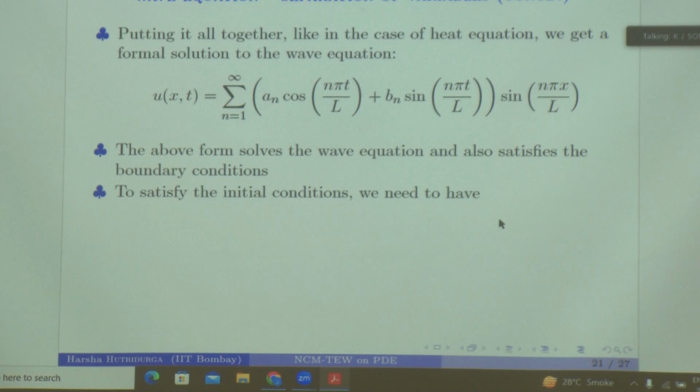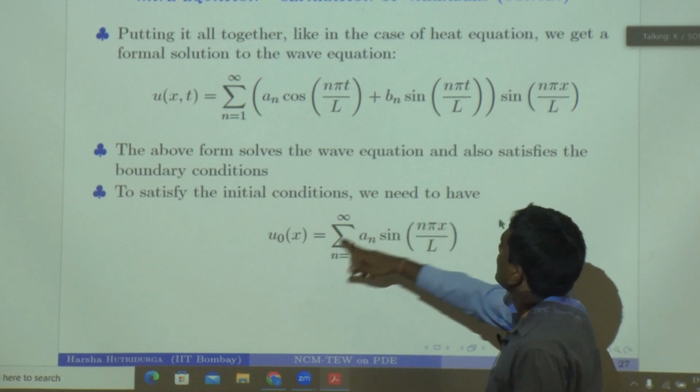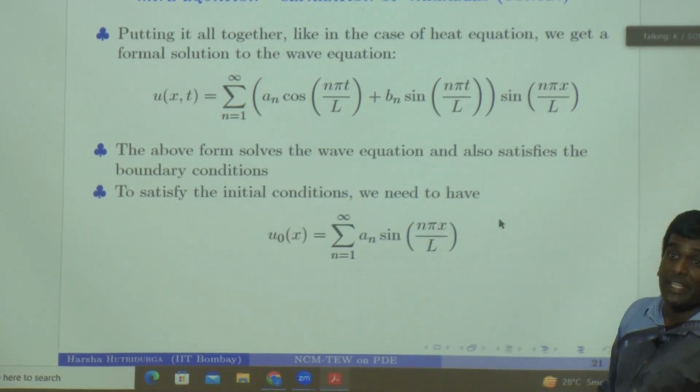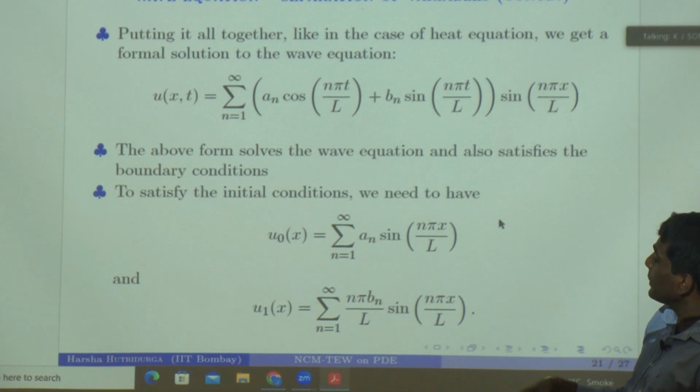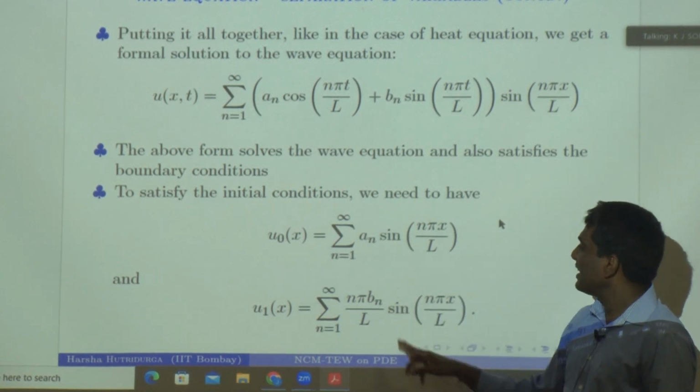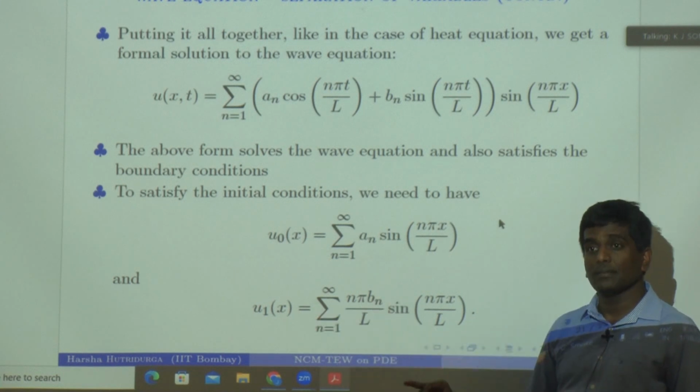But there are two more conditions which are involved. We are given what is the value of u when t is equal to 0, and what is the value of the time derivative of u at time t equal to 0. And that will help us decide what these coefficients a(n) and b(n) are, because they are the coefficients of the sine series of u0 and the sine series of u1.